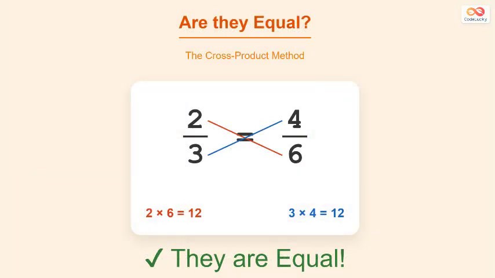How can you check if 2 fractions are truly equal? A great trick is the cross product method, or cross multiplication. You multiply the top of one fraction by the bottom of the other. 2 times 6 is 12, and 3 times 4 is 12. Since both answers are 12, we know for sure that 2/3 and 4/6 are equal.